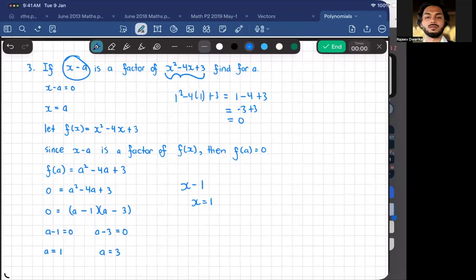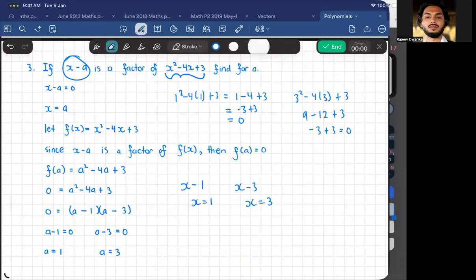Great. What if we now say x minus 3? X minus 3 would be equal to x is equal to 3. So that would be 3 squared minus 4 by 3 plus 3. What is 3 squared? 9. Minus 4 by 3 is? -12. 9 minus 12 is? -3. Negative 3 plus 3 is? 0. So our answer is correct.